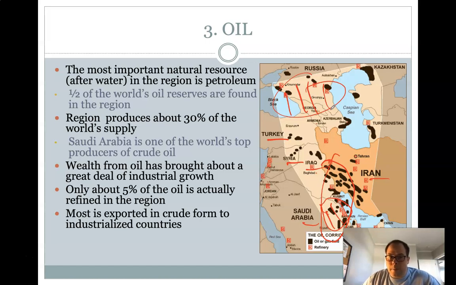They are paying people to buy oil from them. So think about that for a second. They're producing so much oil that they're paying someone to keep it for them. That's something that the United States can't compete with.